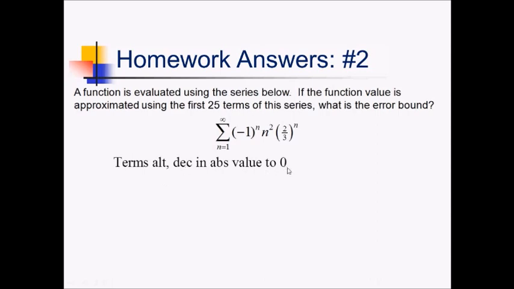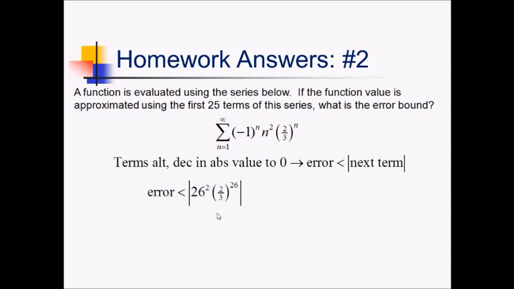That means we can use the alternating series error bound, which says our error is going to be less than the absolute value of the next term. So we just have to figure out the next term, the value of that, and we've got our error value. Okay, well, we've used 25 terms already, so the next one in line is term 26. So that's going to be 26 squared times 2/3 to the 26 inside absolute value. And because we're inside absolute value, we don't worry about the negative here. So the error is going to be less than this.